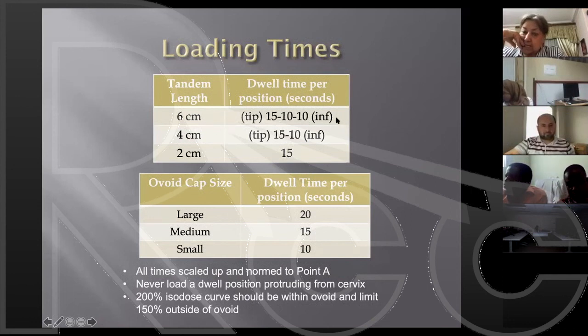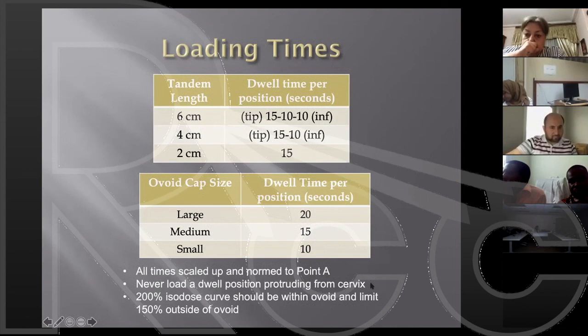If you have an 8-centimeter tandem, you're again still going to divide the dwell positions into thirds and give the upper third 15 and the middle third and the lower third 10. In terms of ovoid cap sizes, with a large cap, we use 20 seconds on some patients, but you have to keep an eye on vaginal surface mucosa. With medium caps, I think it's safest with large and medium to use 15. And with small caps, you probably are going to want to use 10. All these times in seconds are then scaled up and normed to the position of point A.